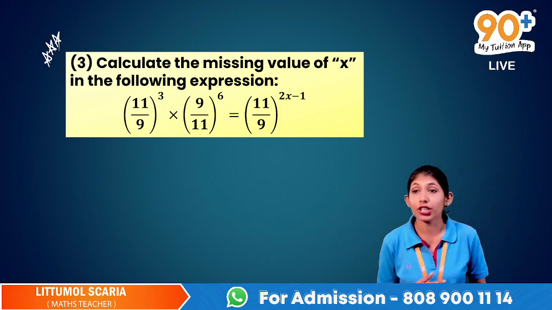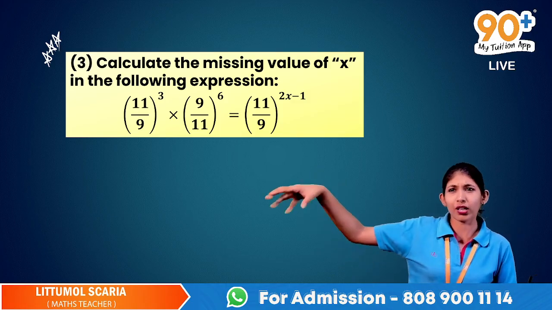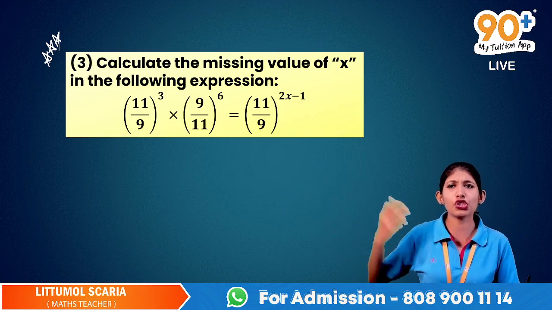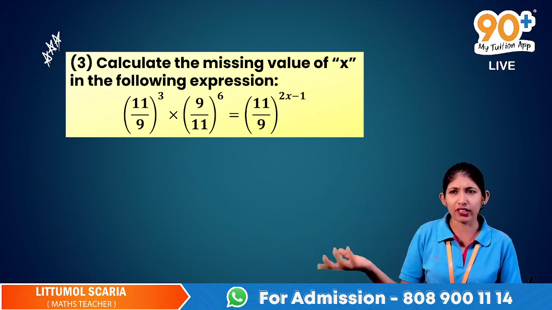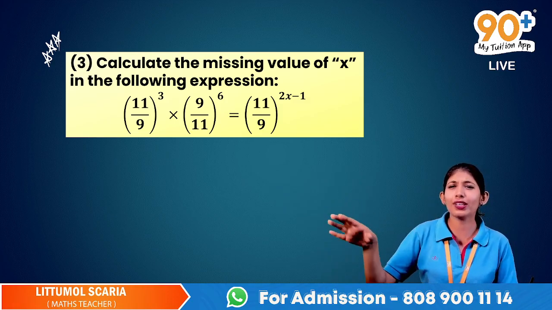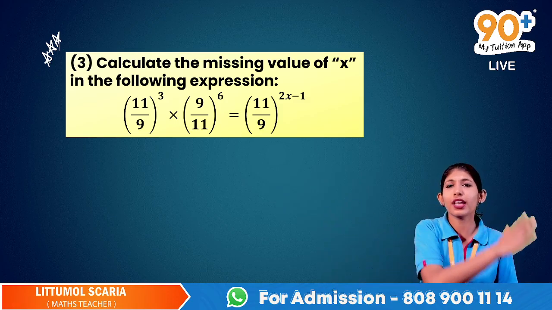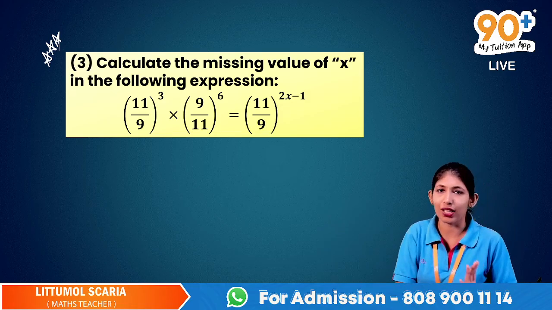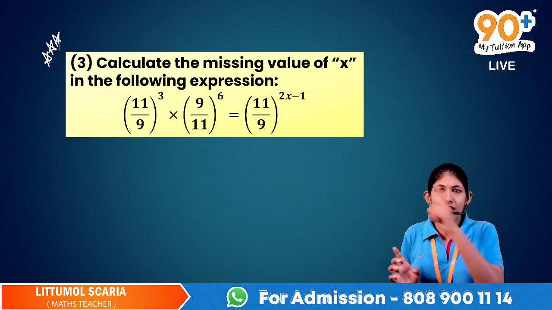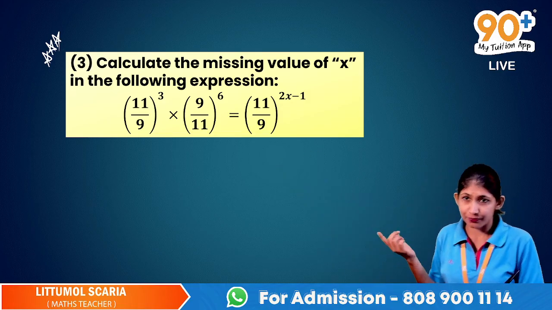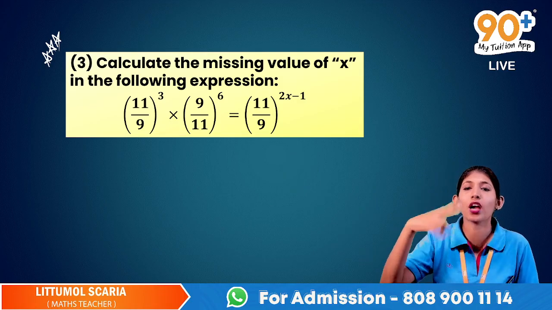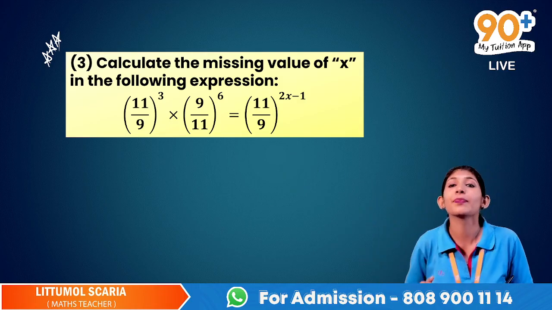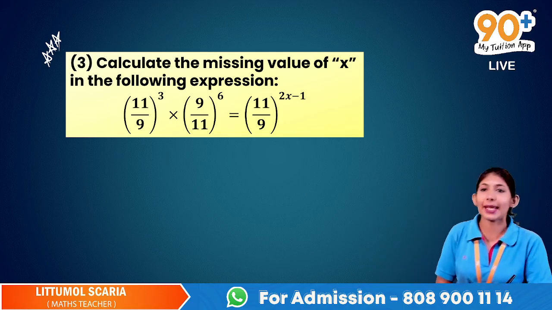So how will we find it? There is some connection. 11 by 9 into 9 by 11 equal to 11 by 9. So 11 and 9 are playing around like this, right? So yes, we know something. What do we know? Two methods. Again, we are having two methods for solving this. However you do it, you will get the same answer as well.